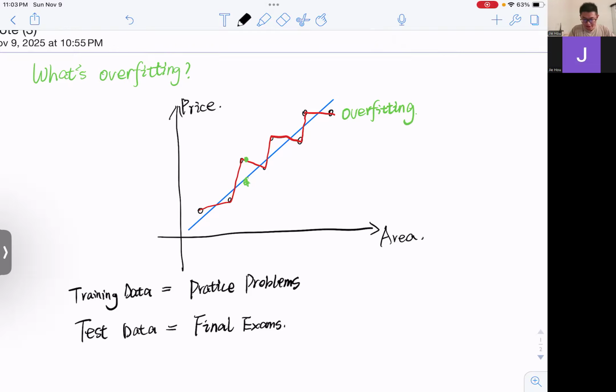So the concept of overfitting is when our model learns the training data too well, it becomes too complex, capturing some noise instead of truly learning the underlying pattern. And as a result, it fails to generalize or predict on new data.